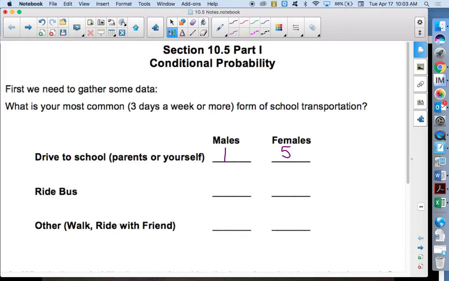How many of you ride the bus? 7. Does Timmy have his hand up? No. Females, how many of you ride the bus? 6, 7, 8. Okay, Sam, this was your option.